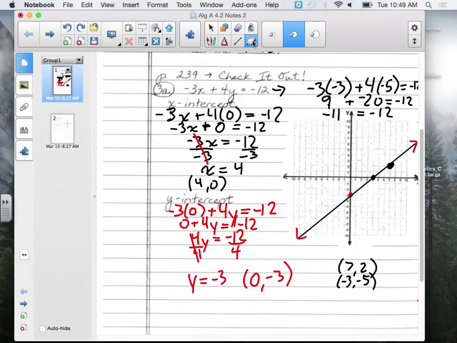Can ordered pairs, can points, can solutions have fractions for their x and or y coordinates? What do you think? Can x and or y coordinates have fractions? Yes, they can. So it might be that when we put -3 in for x, using the table method, and find the y value, is it gonna be an integer, do you think? Is it gonna be one of those nice numbers? No, it's probably gonna be a fraction.